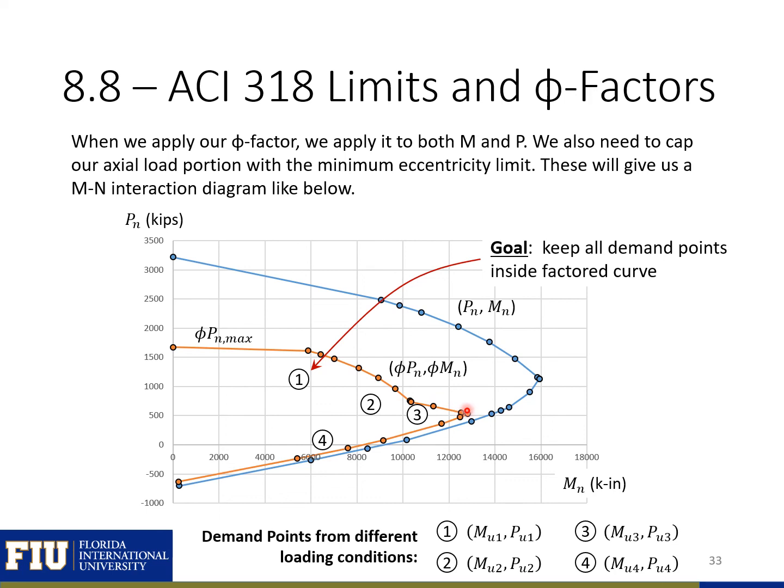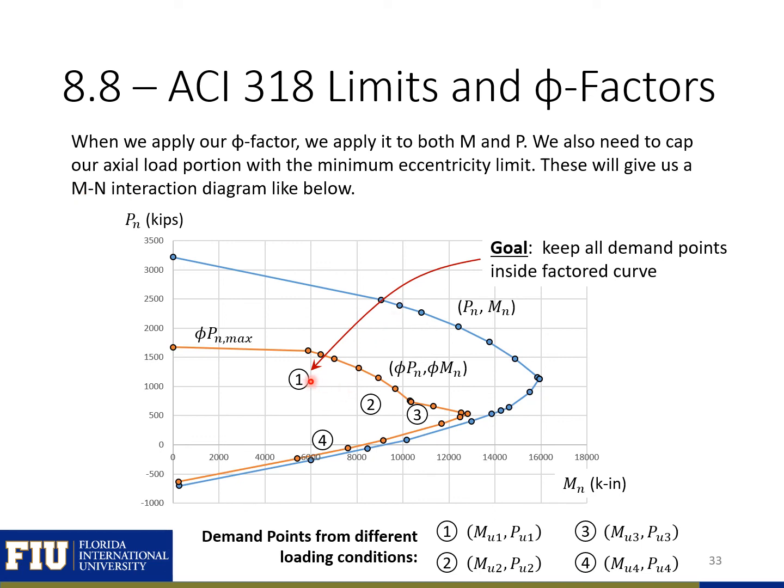When we're designing, we want to make sure that our demand points from our different load conditions fall within our factored moment-axial load interaction diagram. So here, if we had 4 different demand points from different loading conditions and they fell within our curve, we know we would have a successful design because we're designing our column to resist all of these loads.